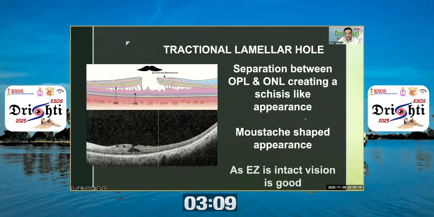Also on the OCT, you can see the disruption of the layers along with the presence of the fibrotic epiretinal membrane. The next is a tractional lamellar hole, which is a separation between the outer plexiform layer and the outer nuclear layer, which creates a schisis-like appearance. So it's a mustache-shaped appearance at the fovea, what you see here on the OCT. And as the ellipsoid zone is intact here, usually patients will have good vision.